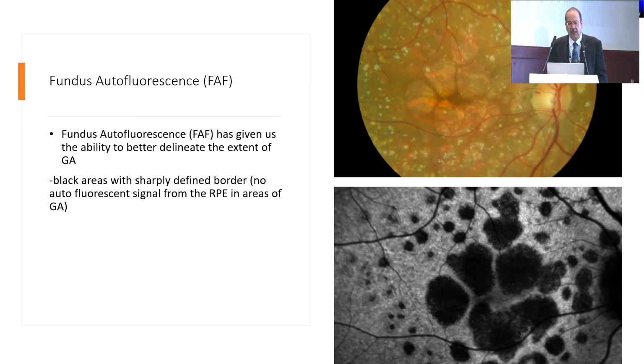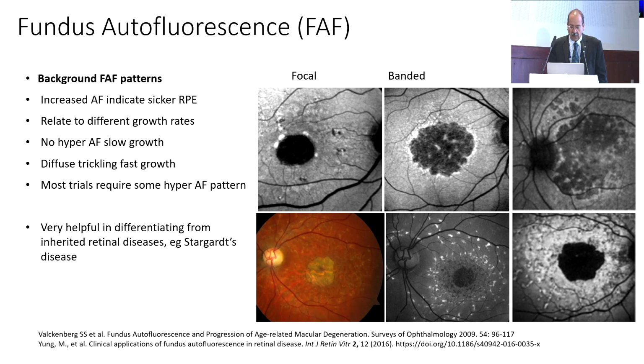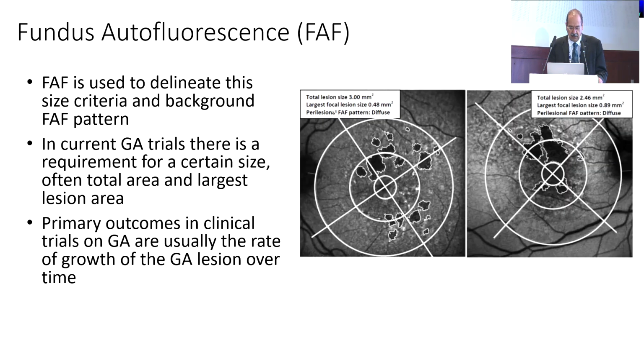Fundus autofluorescence is suddenly becoming very important in this domain because you can map out the GA quite clearly. It's also important in being able to look at the progression of GA, and if you're involved in a clinical trial, for sure they're going to ask you to do an autofluorescence rather than a fluorescein angiography. There are different patterns of autofluorescence. It could be focal, it could be banded, there could be diffuse trickling, and the diffuse trickling one is associated with rapid progression of the GA. In all clinical studies so far, the primary outcome is the rate of growth of the GA. So it's all dependent on autofluorescence.